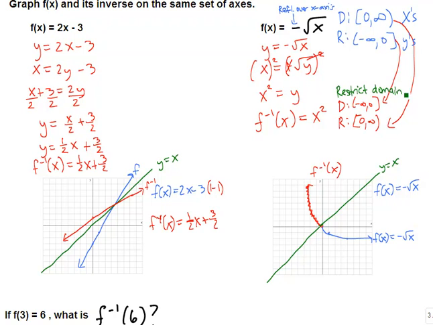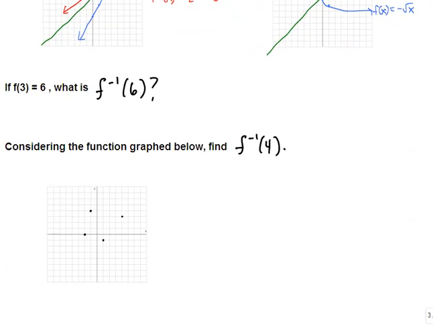And the easiest thing to remember here is, since inverses swap x's and y's, they also swap domains and ranges. So if you know the domain and range of your original function, then you also know the domain and range of your inverse as well. Just swap them. Okay? Alright, let's try two last examples here.